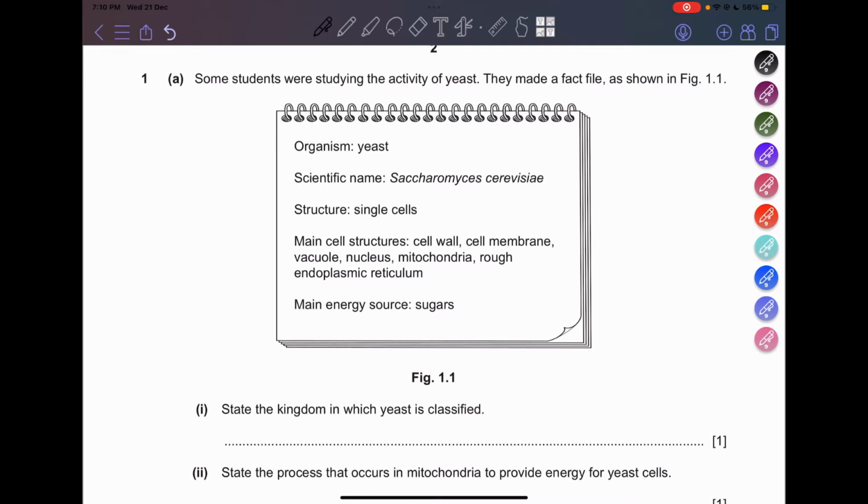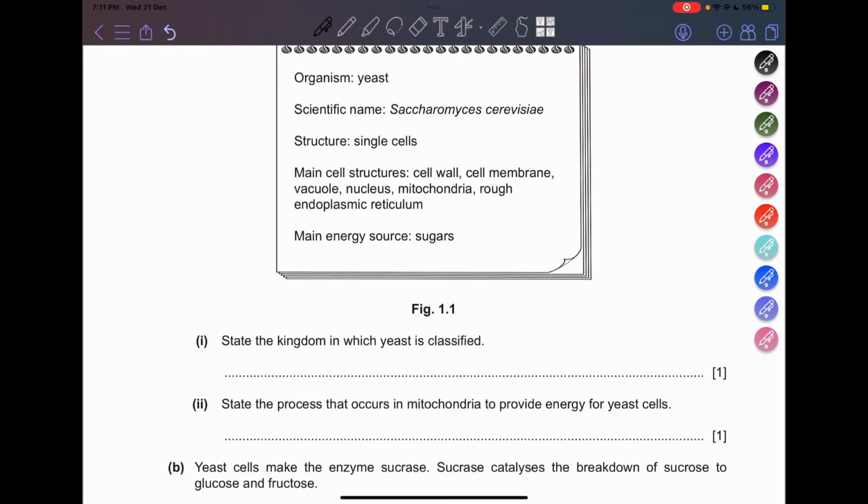Question 1i. State the kingdom in which yeast is classified. As we all know, yeast is classified in the kingdom of fungus or fungi. You can write one of them. Fungus is the singular form, fungi is the plural. So you can write down either one of these.